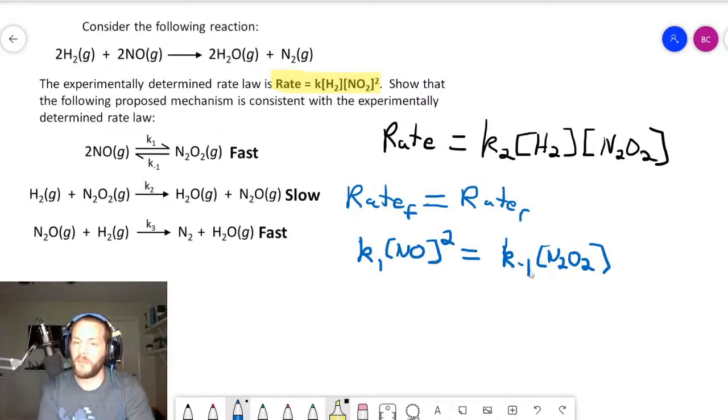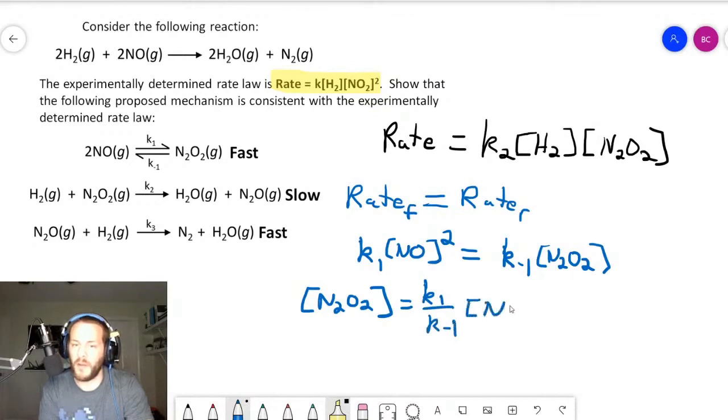And so if we solve for the concentration of N2O2, well, in this equation, we can simply divide both sides by K minus 1. And so what we end up with is the concentration of N2O2 equals K1 over K minus 1 times the concentration of NO squared.